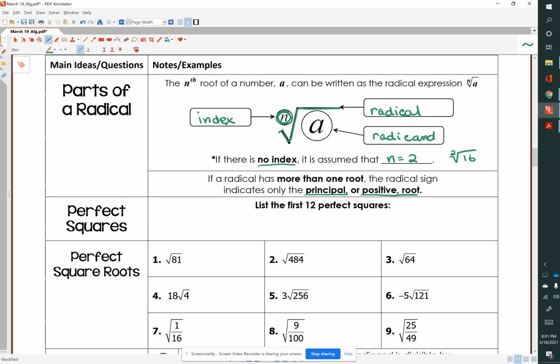So we know what perfect squares are. Those are numbers when multiplied by themselves yield something else. So multiplied together, 1 times 1 equals 1. So we're going to list the first 12 perfect squares. 2 times 2 is 4. 3 times 3 is 9. 4 times 4 is 16. 5 times 5 is 25. 6 times 6 is 36. 7 times 7 is 49. 8 times 8 is 81. Or I'm sorry, 64. I skipped one.